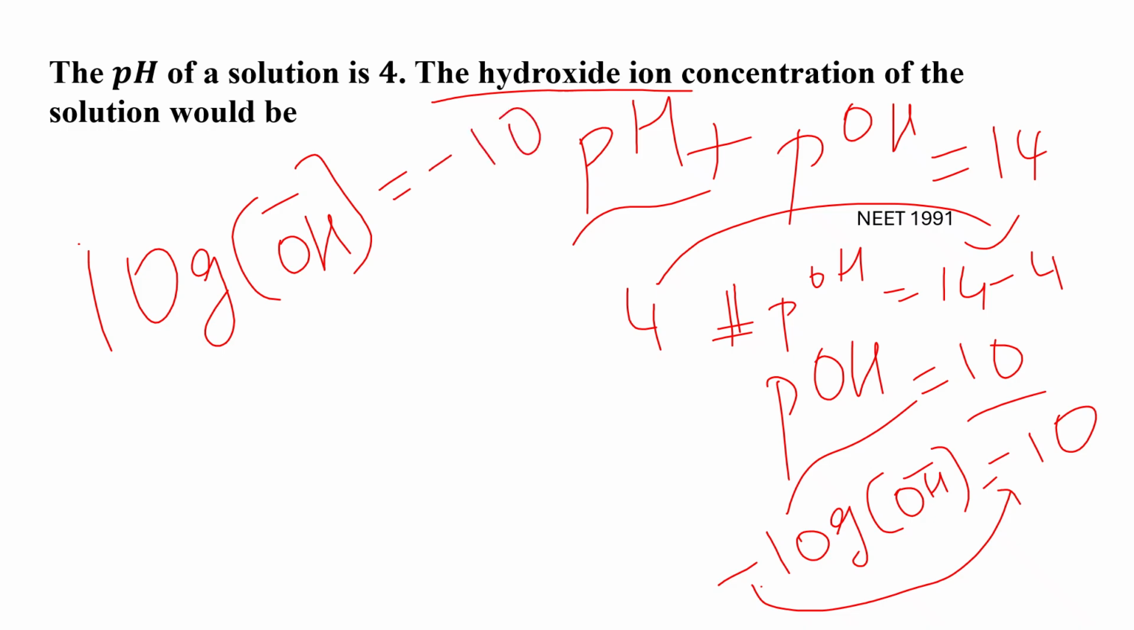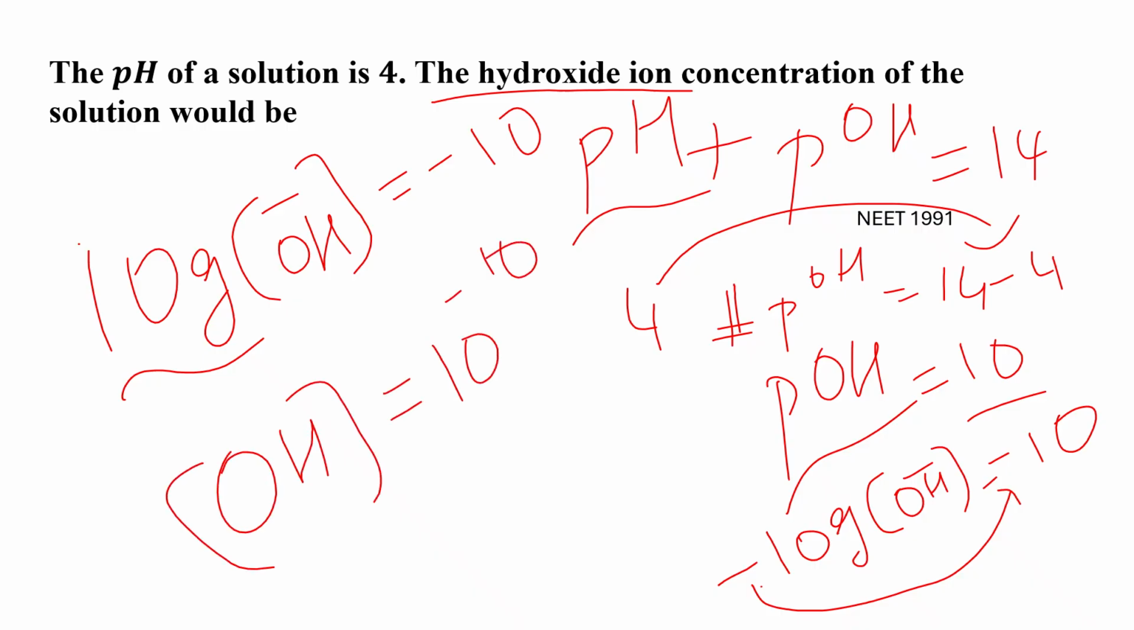If you want to find the OH minus ion concentration, you need to take 10 to the power. If you take 10 to the power, this log gets cancelled. So here it is only the OH minus ion concentration. So this is nothing but 10 to the power minus 10. So the answer is 10 to the power minus 10. This is the concentration of hydroxyl ion. This is the way to solve this question.